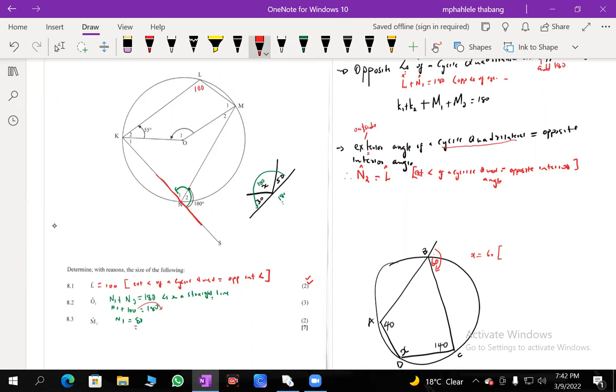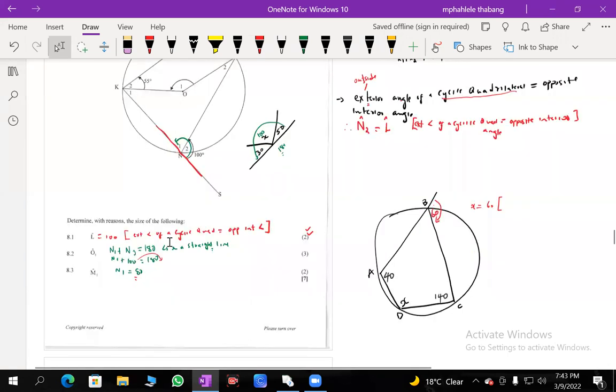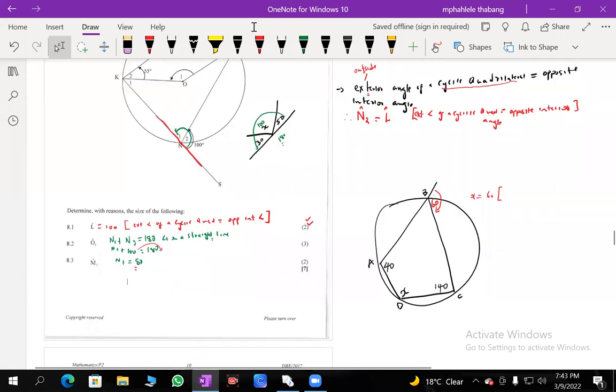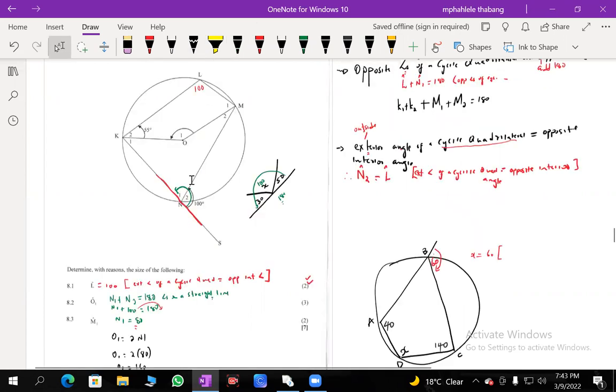I think there is something wrong with my speaker. N1 is 80, and then we apply the theorem that says the angle at the center is twice the one at the circumference. O1 is twice N1, twice 80. O1 is 160. Leborang explained this very well. That was very impressive. Indeed, angle O1 is 160.